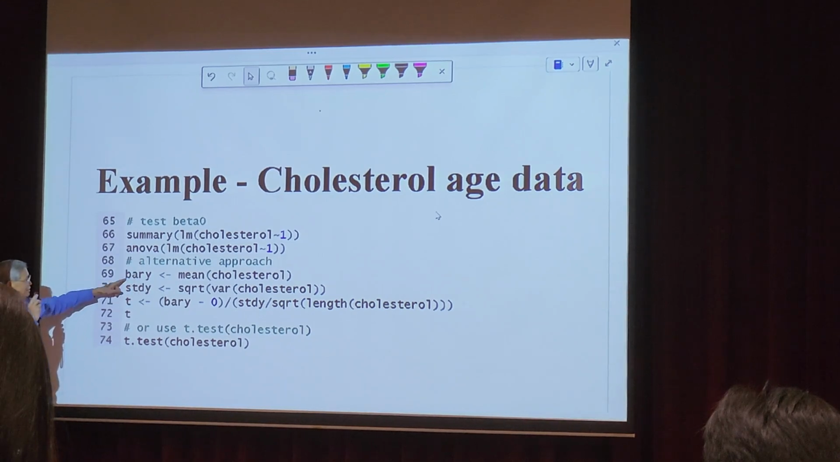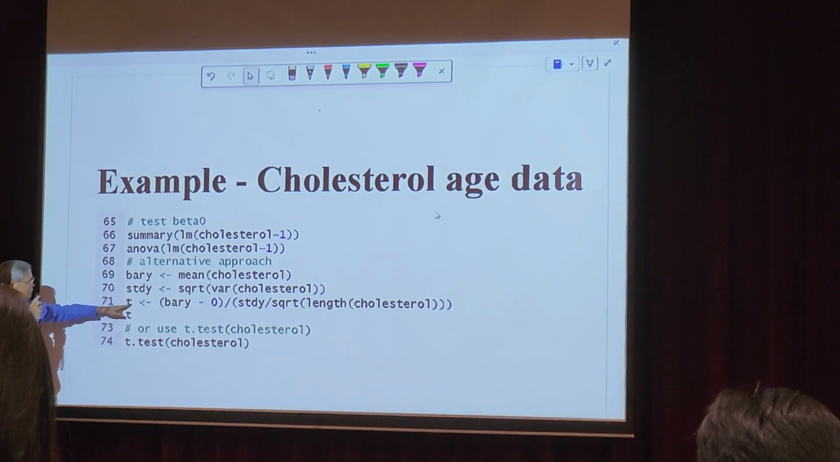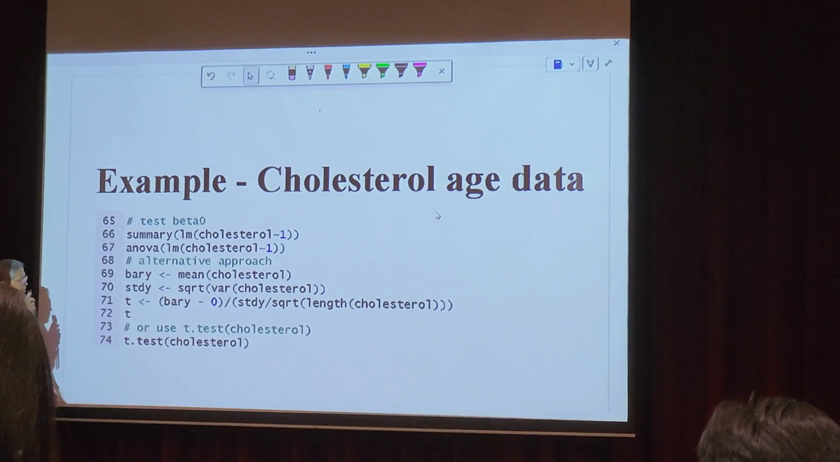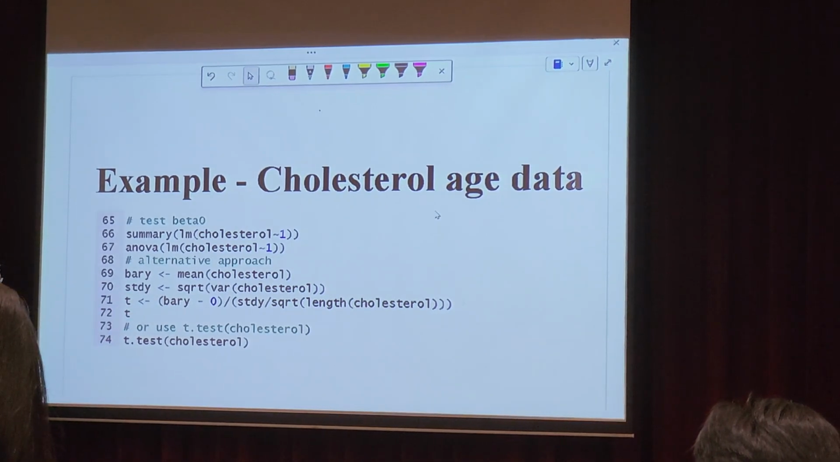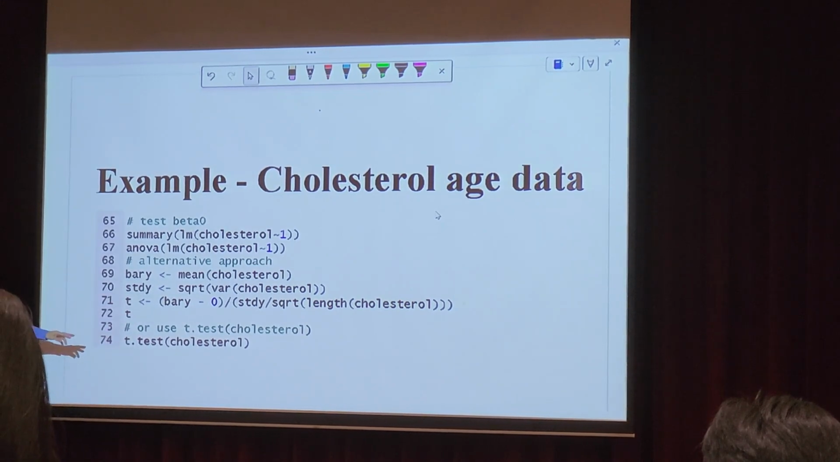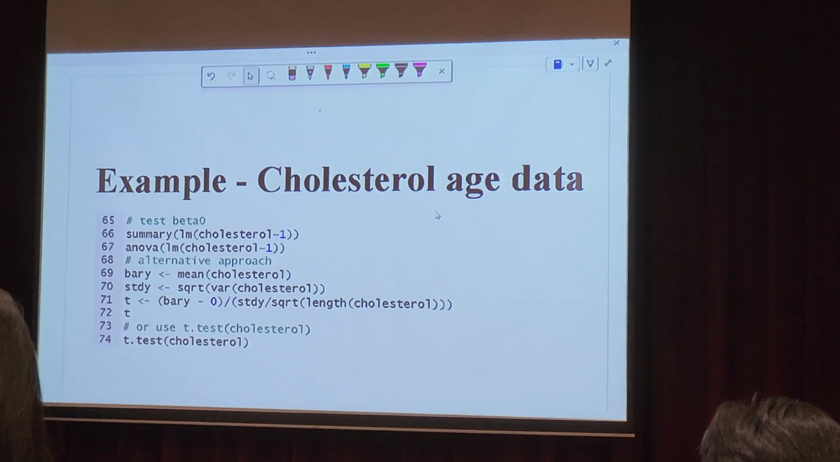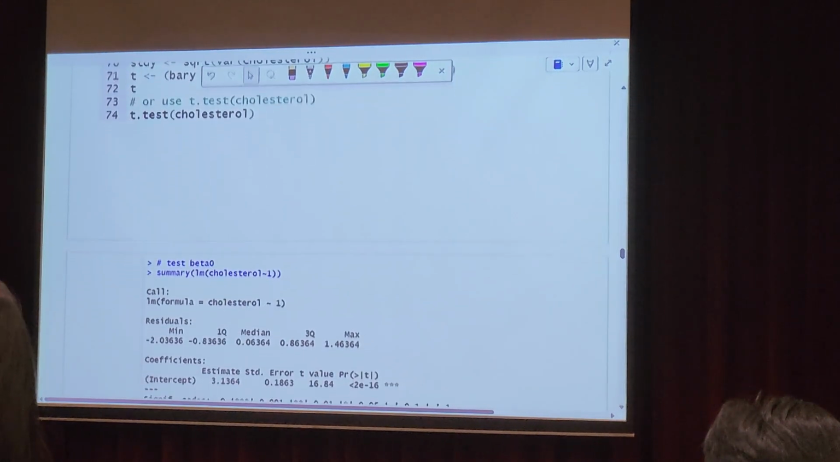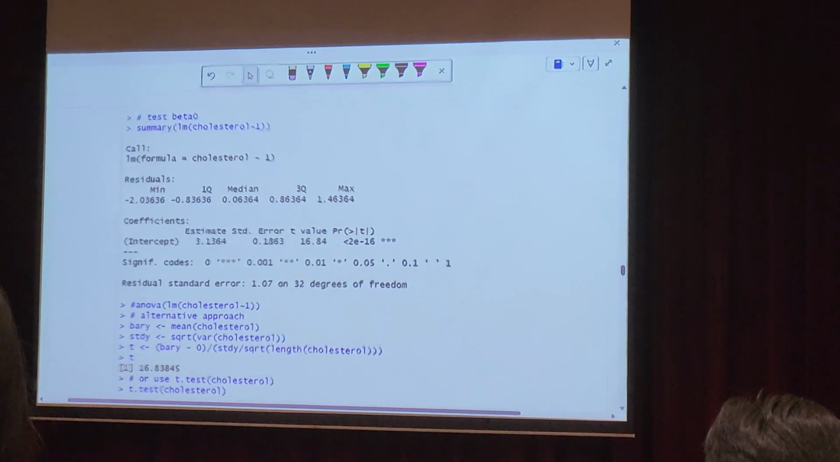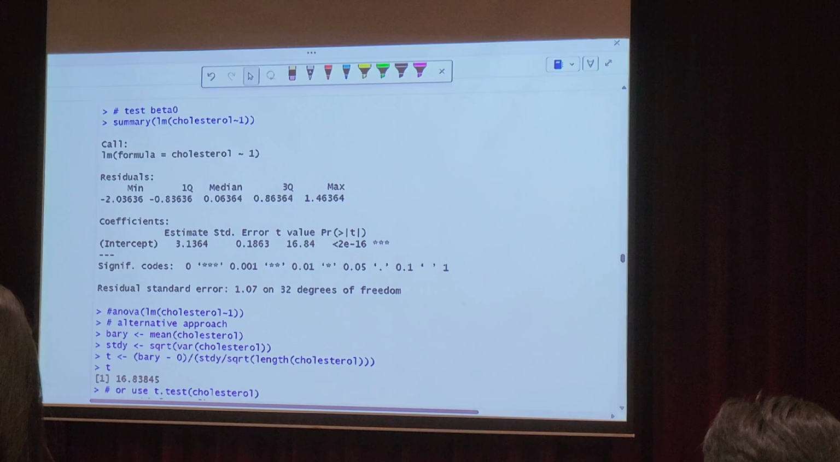Now here is to do it using first principles. I calculate the mean, calculate the variance, standard deviation, and then find the p-value. Or you can just use the t-test function. Yeah, these functions are so rich. Just search what you want to do on the internet. They will tell you.